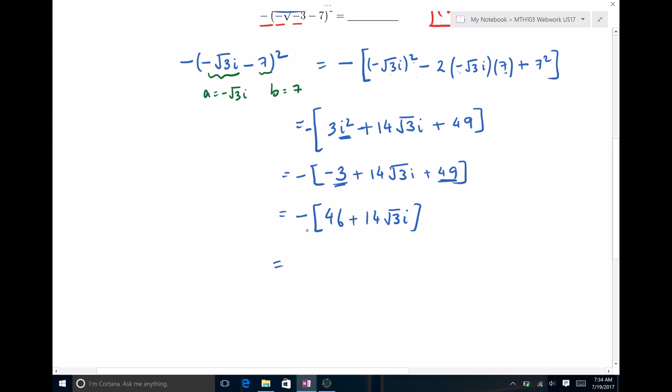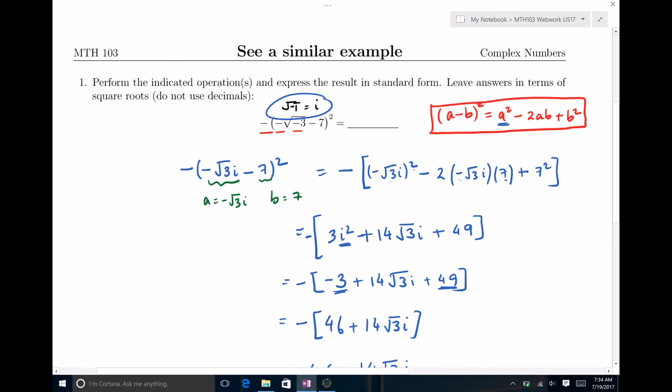Lastly, I distribute the negative sign inside to get negative 46 minus 14 square root of 3 times i. And that is the answer to this question. So we go back and we can fill in the blanks here and write negative 46 minus 14 square root of 3 times i.